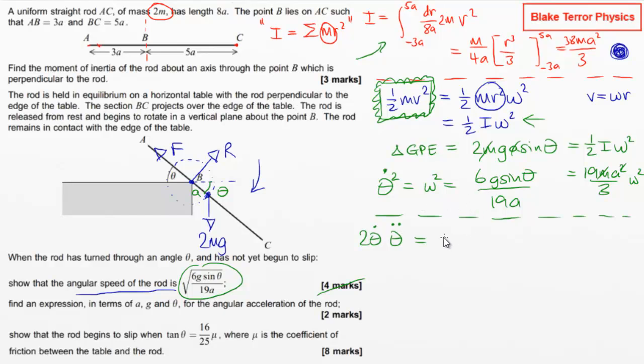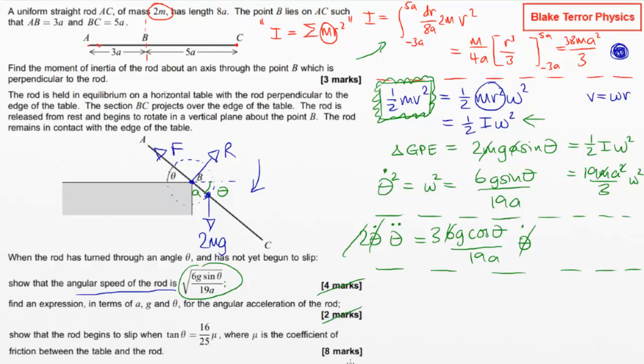And then we can do the same with this. We're going to have 6g cos theta over 19a multiplied by theta dot. Cancel the theta dots on either side. We can then divide by 2, and we've now got the angular acceleration is 3g cos theta over 19a. So that's fairly straightforward. That's just an exercise in calculus rather than anything to do with rotation, really. So that's taken us through the third part of the question.